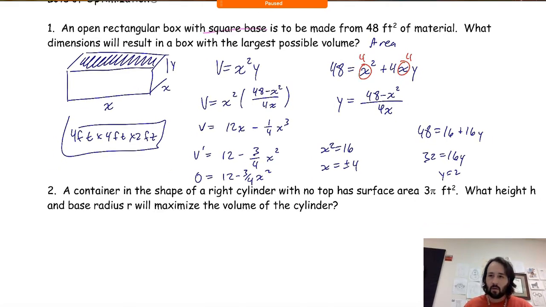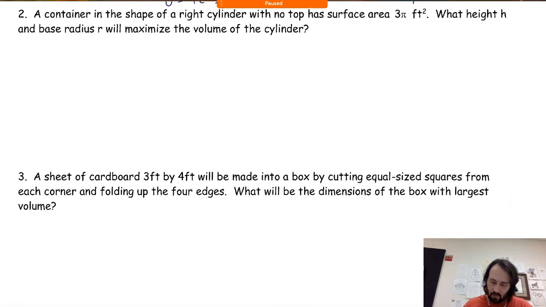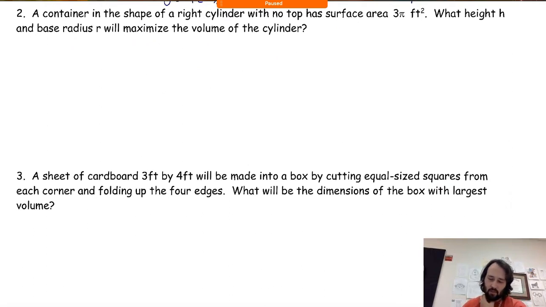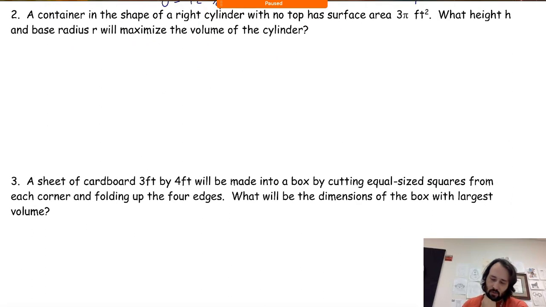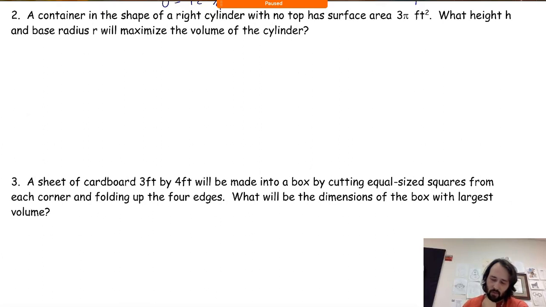Beautiful. All right. A container in the shape of a right cylinder has no top and a surface area of 3 feet squared. What height and base radius will maximize the volume? So I have a cylinder with no top, so I'm only dealing with the bottom. I can look down into the top there, so that's empty. So I have a radius and a height.